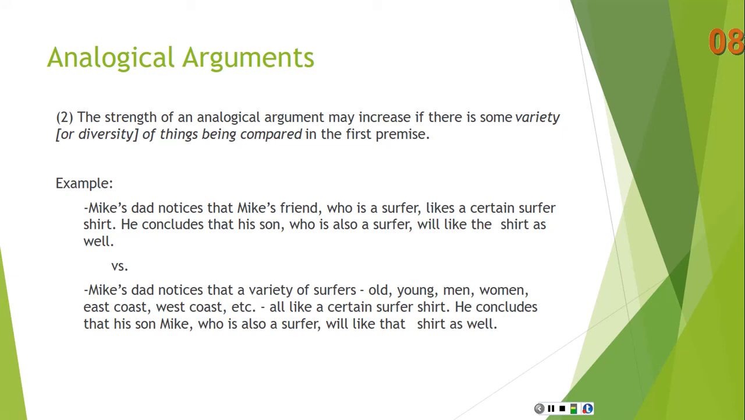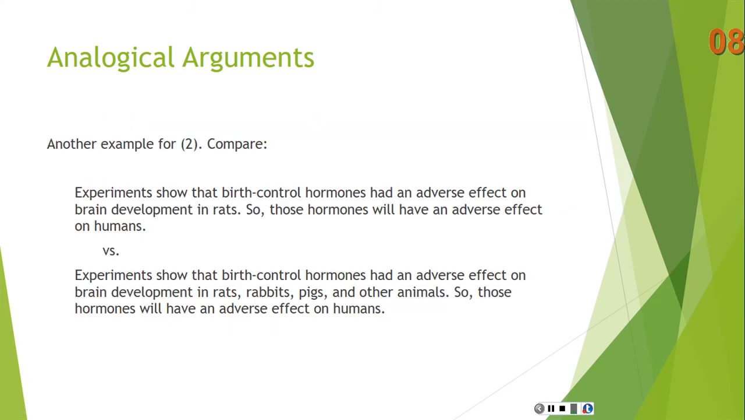But with the second example, you have this huge variety, old, young, men, women, East Coast, West Coast, with all these different differences between them. And yet, they all like this certain surfer shirt. So that makes it more likely that, given all their differences, the reason they like that certain surfer shirt is because of the one thing that they have in common, that they're all surfers. Okay, so the strength of an analogical argument may increase if there is some variety of things being compared in the first premise. Here's another example for 2 in case the surfer one didn't really catch on with you.